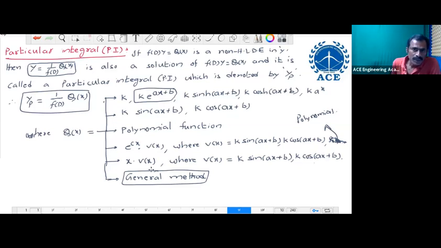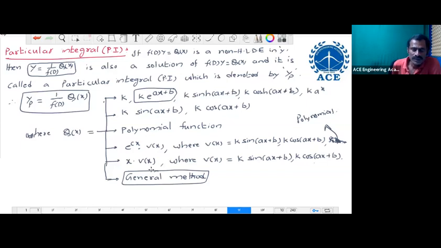Again, remember one point. In first order, first degree, out of six methods, three methods are important: variable separable, exact, linear. Out of these three, very, very important is variable separable. Like that, in the higher order, very, very important is the previous part, that is the homogeneous differential equation.